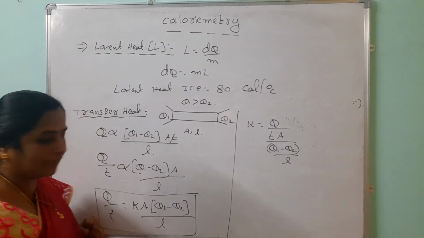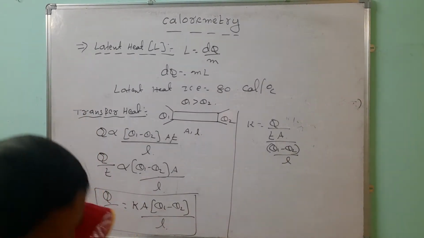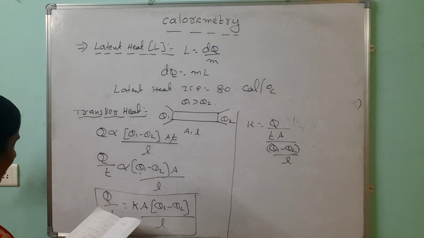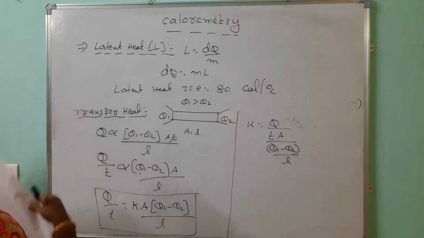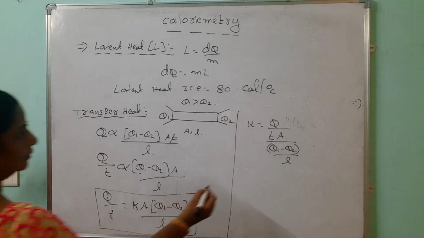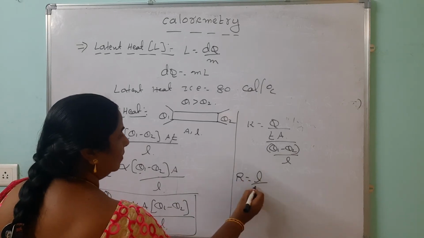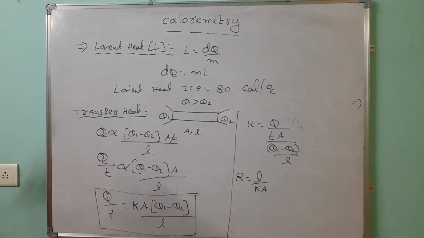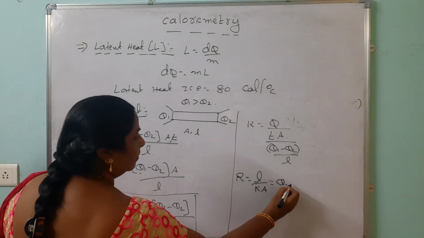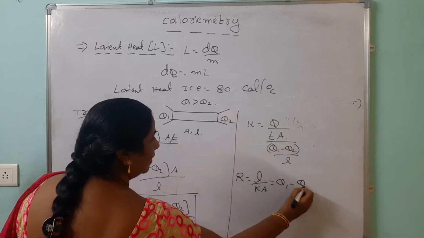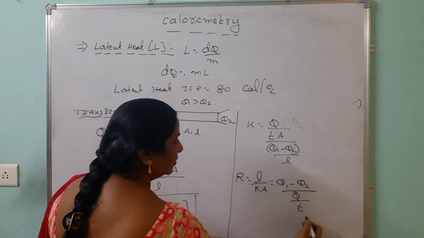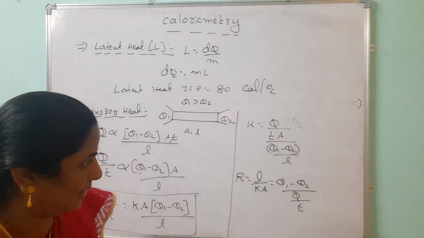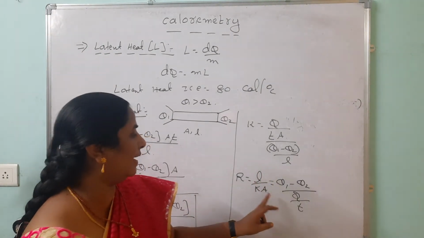From this you are getting the thermal resistance also. What is the formula for thermal resistance? You know that normal resistance opposes the flow of electric current, but for thermal resistance simply we can write R equals L by KA. Thermal resistance R equals L by KA, and it can be written as (theta1 minus theta2) divided by Q by T. The temperature difference to the rate of flow is called the thermal resistance. Otherwise you can take L by KA also as thermal resistance.